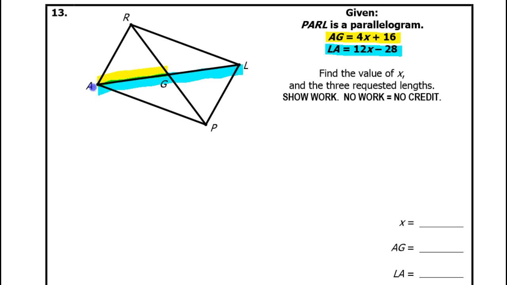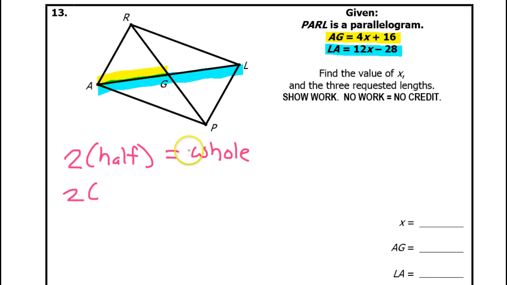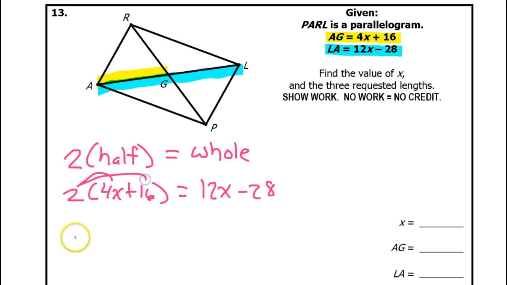How should they be related? Clearly the yellow one is half of the blue one. So this is when we use our common sense that tells us that 2 halves should make a whole. Okay, so remember the half is the yellow piece, which I have color coded for easy reference. So 4x plus 16. The whole is the blue, which is 12x minus 28. A little distributive property tells us that 8x plus 32 is equal to 12x minus 28.